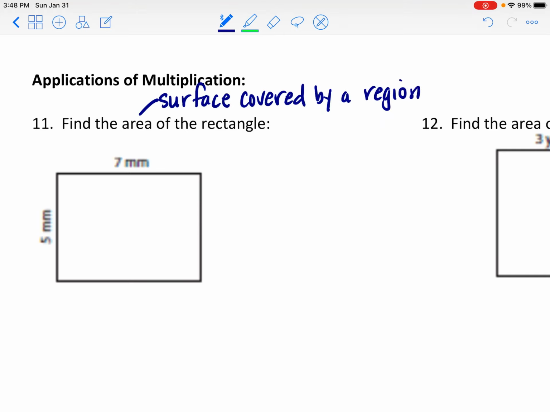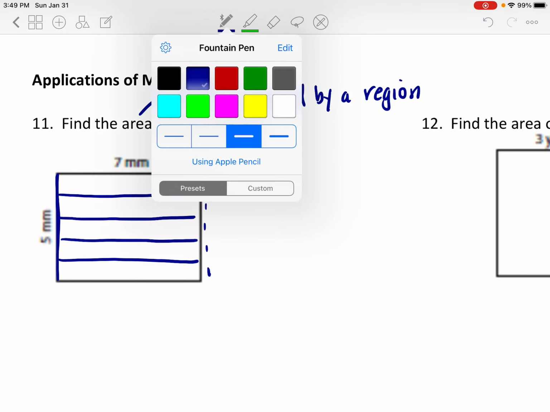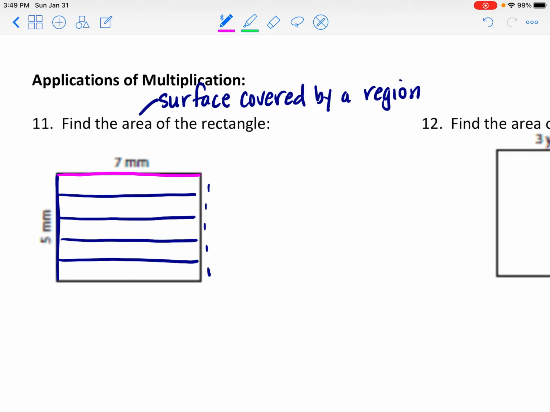Okay, so for example, here in this rectangle, and I'm sorry this is blurry, but we have a 5 millimeter by 7 millimeter rectangle. So when it says that there's a length of 5 here, it means that we could cut it into like 5 rows, 3, 4, 5 rows, where each row represents 1 millimeter. One there, one there, one there, one there. And if it's 7 along the top, it means I could cut that dimension into 7 columns. So 1, 2, 3, 4, 5, 6, and 7, where each of those again is 1 millimeter.